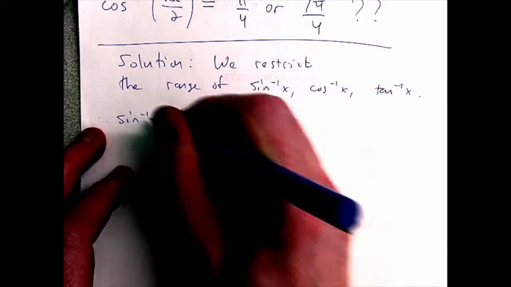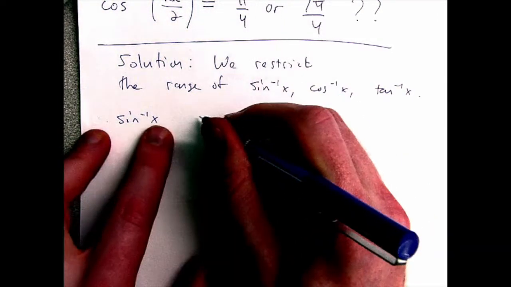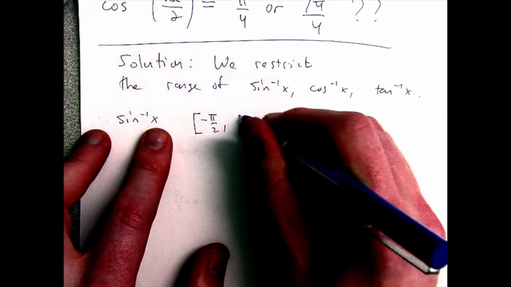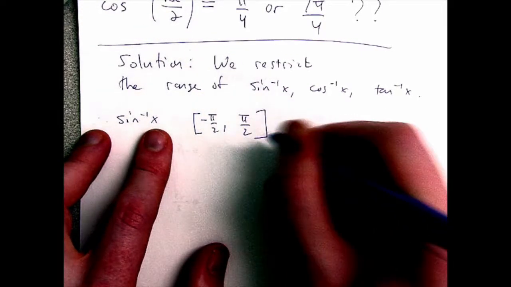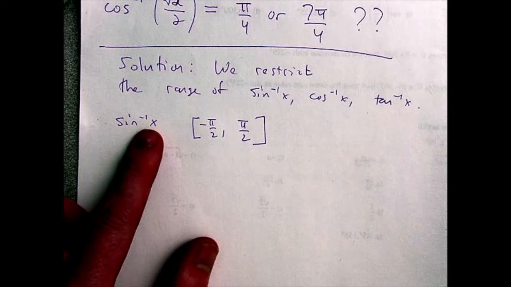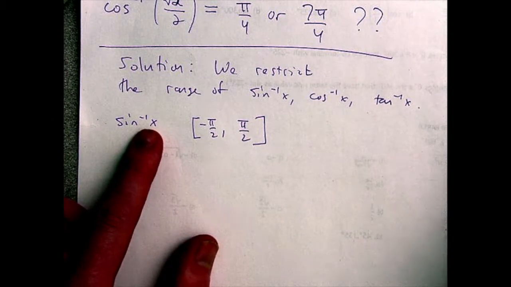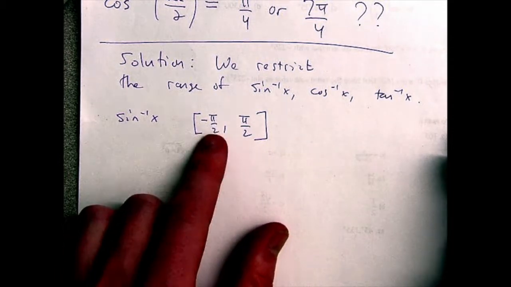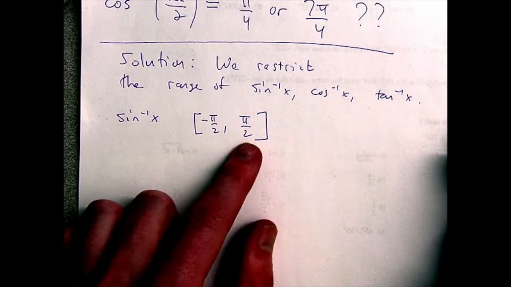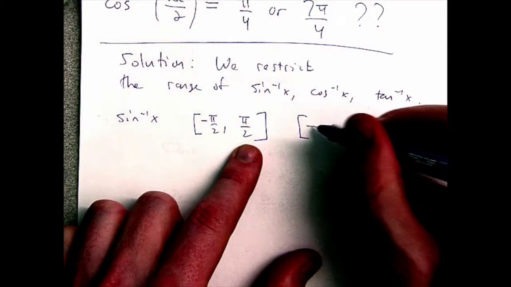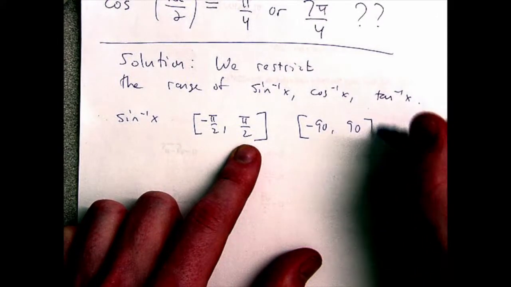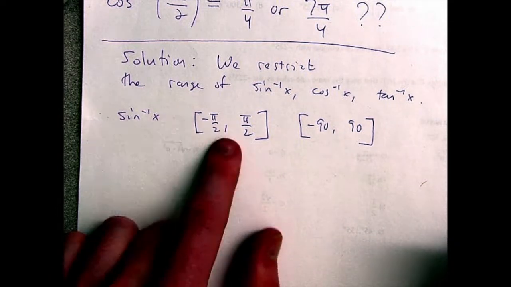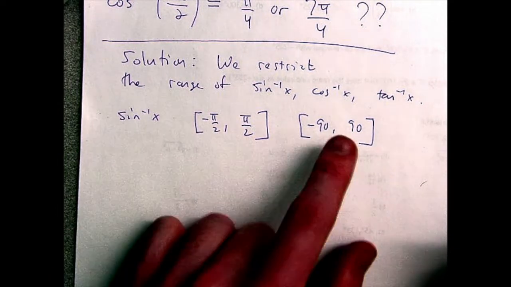The inverse sine function has a restricted range of negative pi over 2 to pi over 2. What that means is that the inverse sine function will only produce angles in this interval from negative pi over 2 to pi over 2. In degrees, that's negative 90 to 90. So the inverse sine function will always produce an angle within this interval, in radians, or if you're in degrees, that interval.